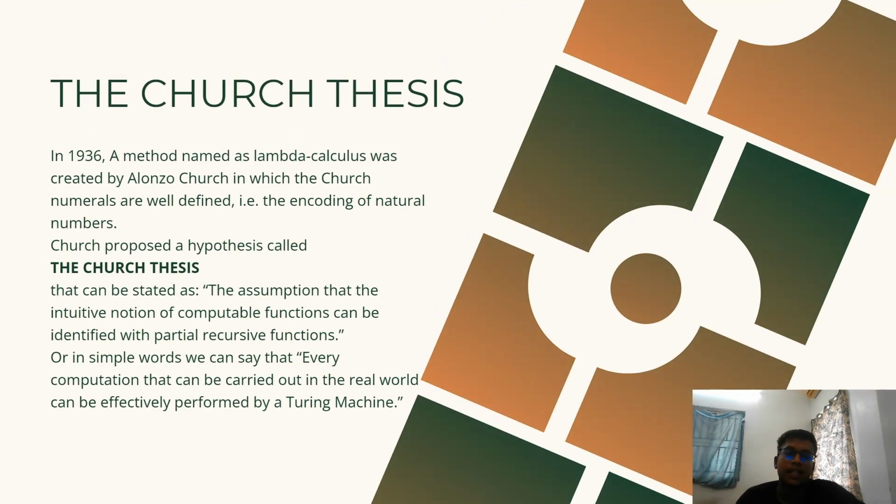Finally, let's see about the Church-Turing thesis. In 1936, a method named lambda calculus was created by Alonzo Church, in which the Church numerals are well defined, that is, the encoding of natural numbers. Church proposed a hypothesis called the Church-Turing thesis, which can be stated as the assumption that the intuitive notion of computable functions can be identified with partial recursive functions, which is quite complicated. Simplifying that, we can say that every computation that can be carried out in the real world can be effectively performed by a Turing machine. Yes, that is the Church-Turing thesis.